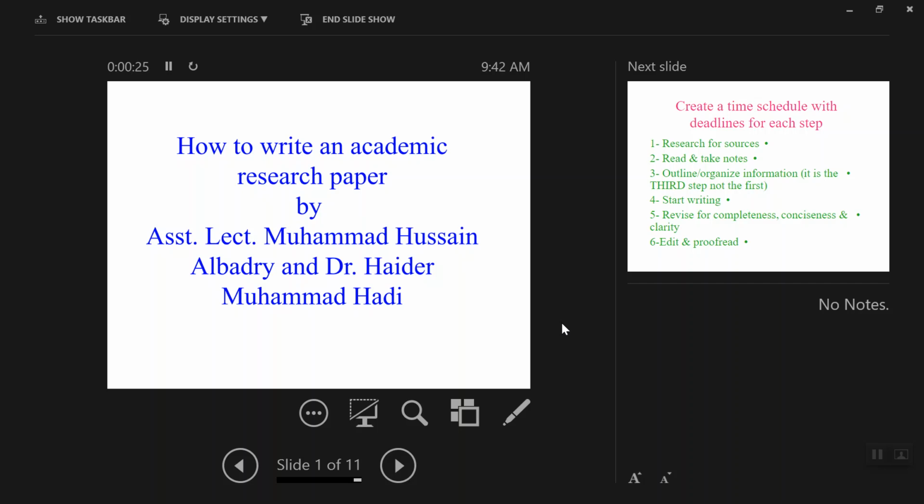Then when I finish, I will give the turn to Dr. Haidar to explain one style, because we have so many styles. We as researchers write a paper, we have different styles that we can follow. So I will give the turn when I finish to Dr. Haidar to explain this style.